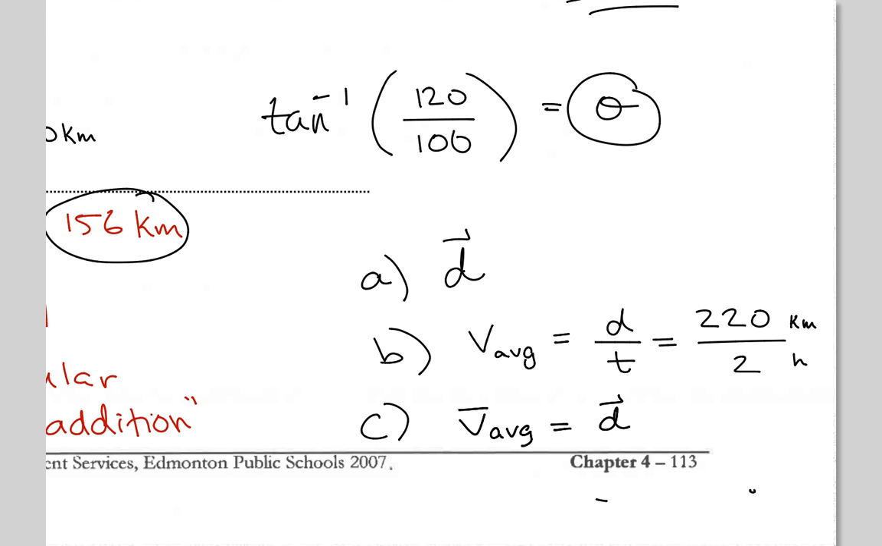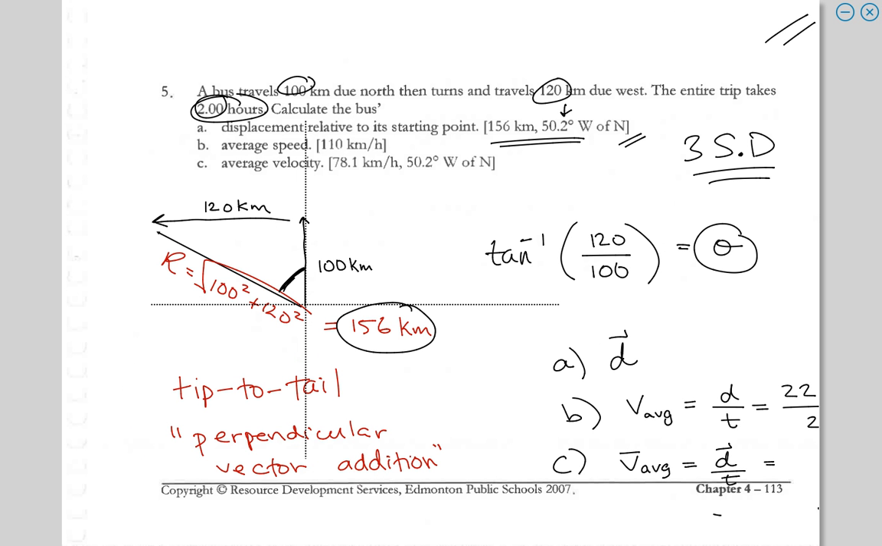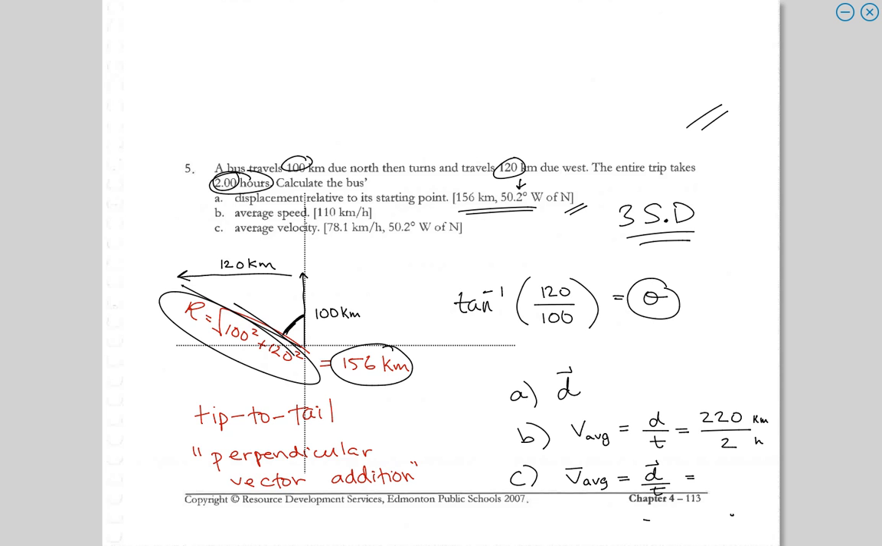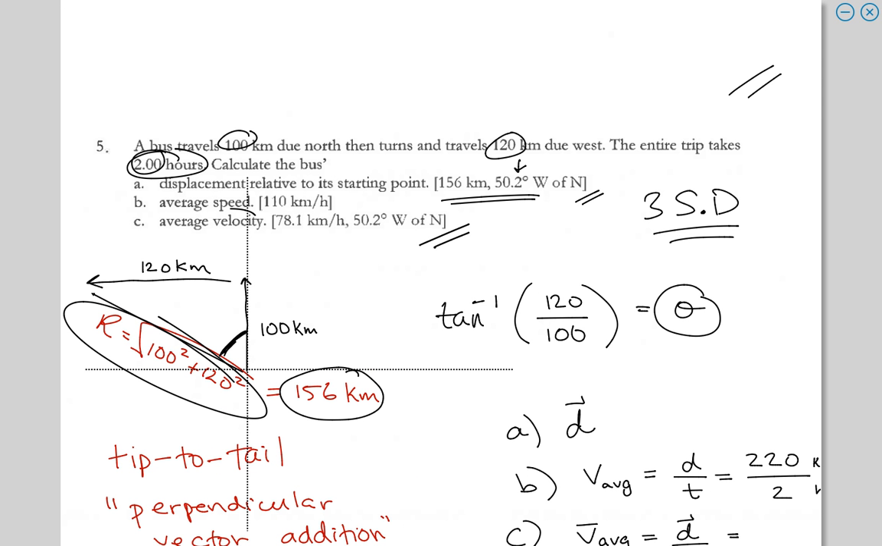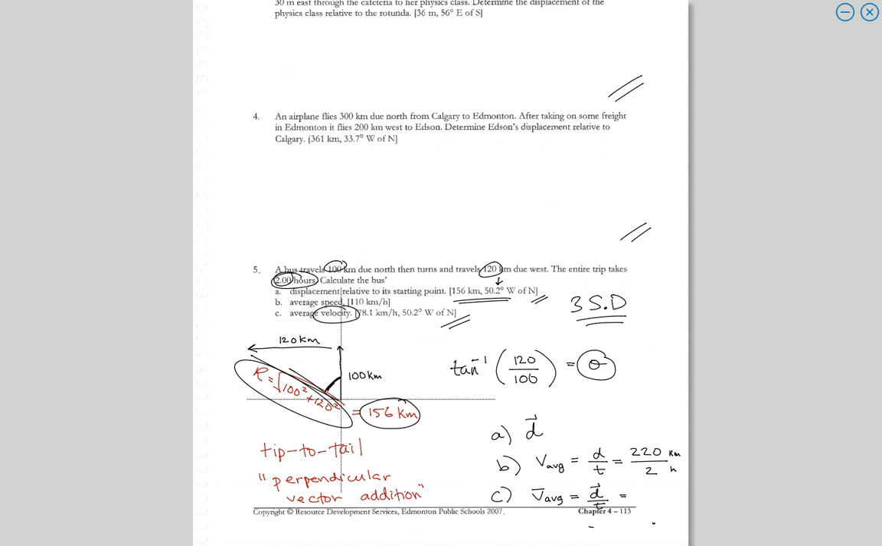So instead of using distance, we have to use displacement. And if you're using displacement, you're going to use that answer from A. Okay? And don't forget about the direction for that velocity. Because it uses displacement, which is also a vector. So don't forget about direction for velocity as well. Okay, so you just take that 156 divided by the 220. This should work out. Or 2, yes, 2.